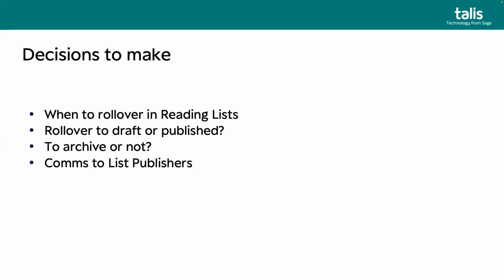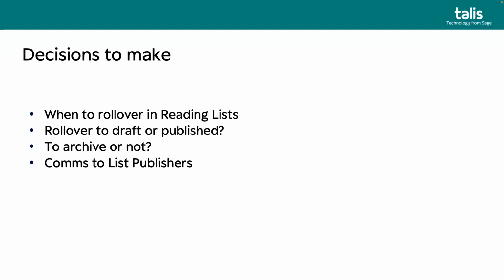So certainly you could argue that archiving them immediately gives you a clean slate for the next academic year, because by archiving those lists, they're not going to be visible to your students. So the moment you've rolled over, all of your 23-24 lists have disappeared from the Talis Aspire setup. Although having said that, if you've got any LTI links in place, they will still point at that version of the list in the current year's VLE.